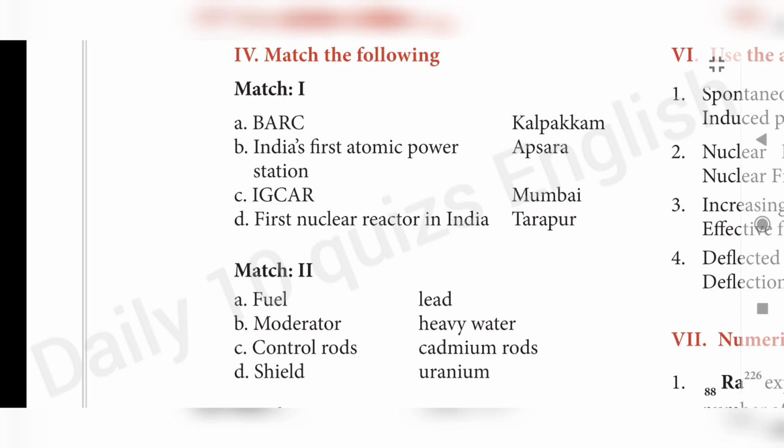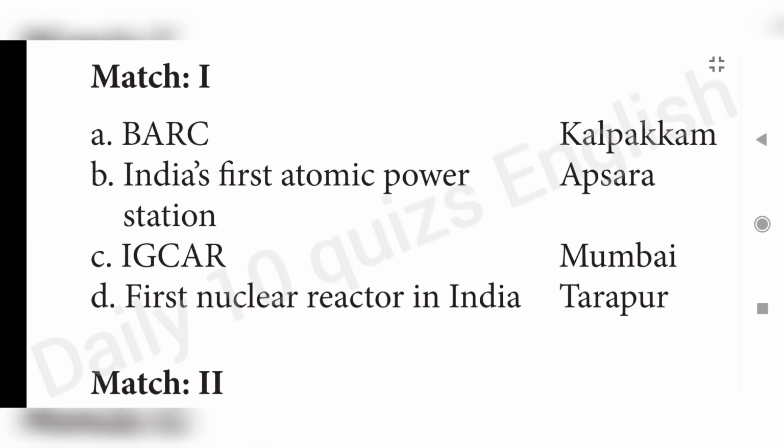Match the following. Match 1. First one, A, BARC, that is in Mumbai. B, India's first atomic power station is in Tarapur. Option B. IGCAR, it is present in Kalpakkam. C. First nuclear reactor in India is Apsara. So the order is C, D, A and B.